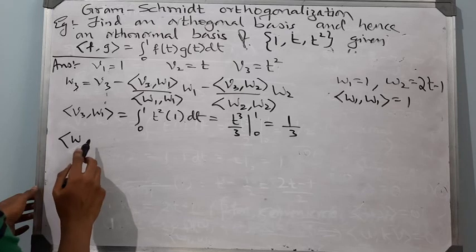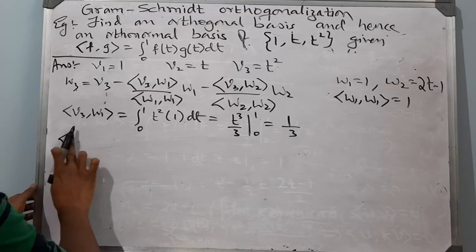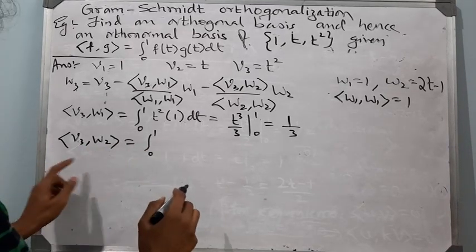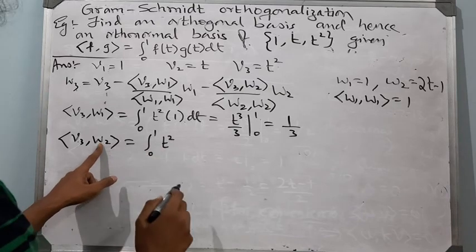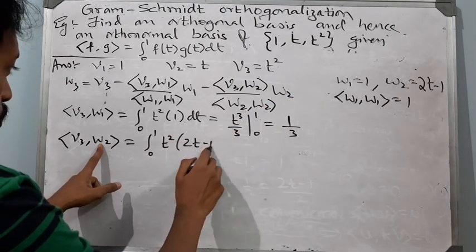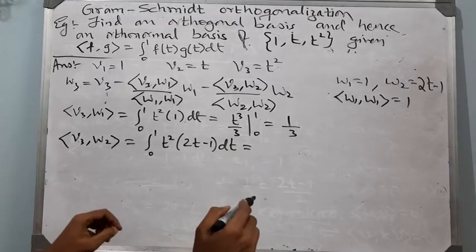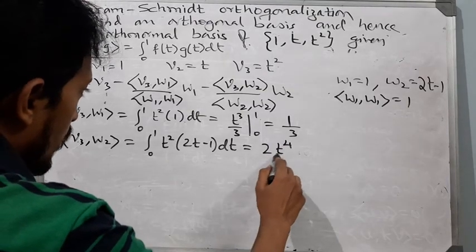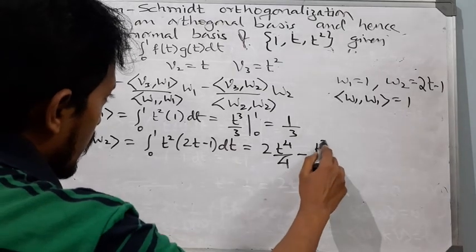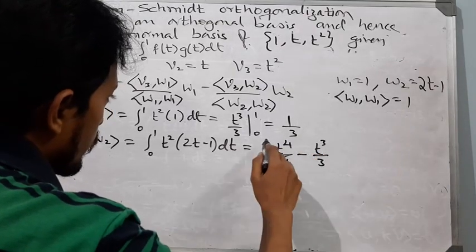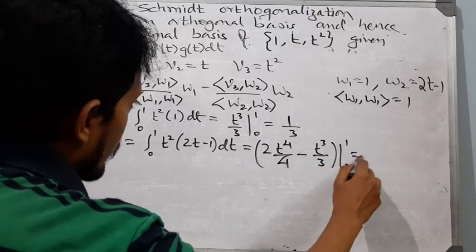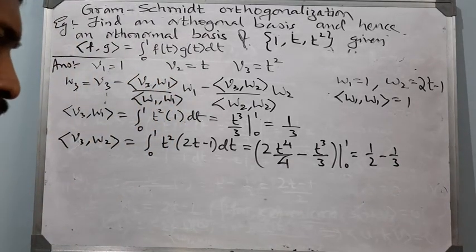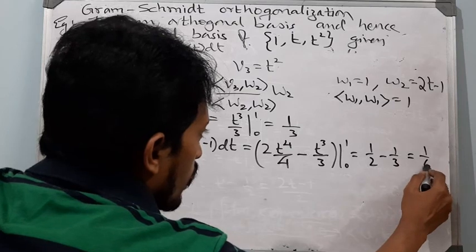Inner product of V3 W2 is integral 0 to 1, V3 is t squared, now W2 is 2t minus 1 dt. So this will give us 2 times integral t cubed, which is t power 4 by 4, minus integral t squared, which is t cubed by 3, from 0 to 1. So we get 1 by 2 minus 1 by 3, which is 1 by 6.